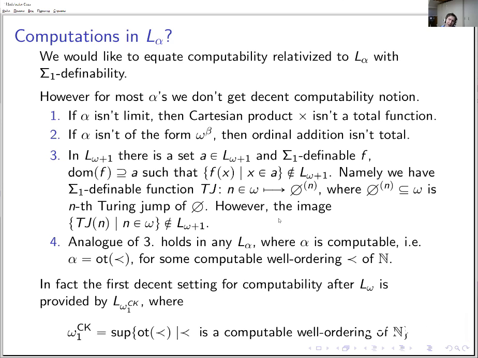Basically, by a slight modification of this example, we could show that we wouldn't have an image of, say, the natural numbers under a certain sigma 1 definable function in all L alphas where alpha is a computable ordinal. I recall that a computable ordinal is an ordinal that is the order type of some computable ordering.